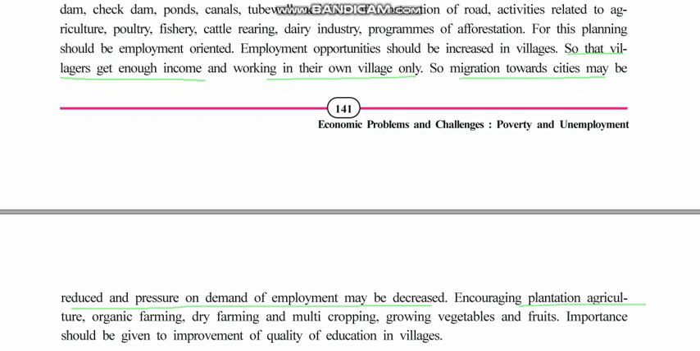Encouraging plantation agriculture, organic farming, dry farming, multiple cropping: these are all initiatives that should be taken in the agriculture sector. Growing vegetables and fruits. Importance should be given to improving the quality of education in villages. So village education should also be improved. That will help them get better facilities in the villages themselves, right?